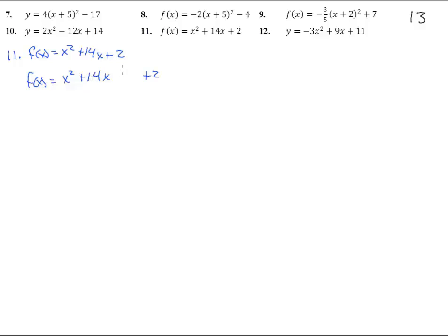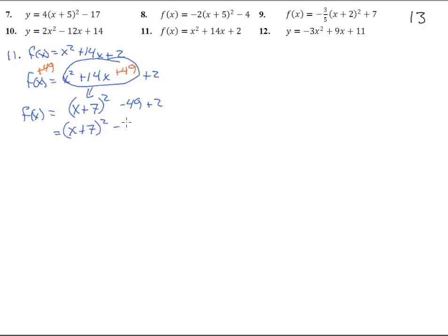Half of 14 is 7. Squared is 49. So I'm going to add 49 to both sides. And then when I rewrite it, f of x equals, this is now x plus 7 squared, subtract 49 with your plus 2. So this guy right here was rewritten in there, and this guy got subtracted back over there. Some people like to think of the plus 49 and the minus 49 as kind of adding 0 to the side. We didn't change it at all, but it looks different. So we get x plus 7 squared minus 47.